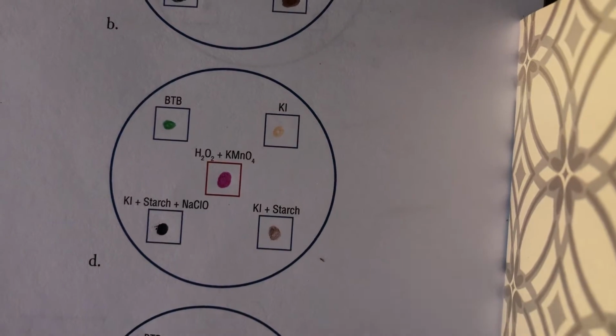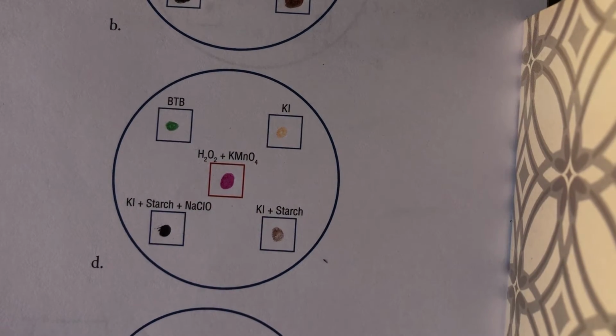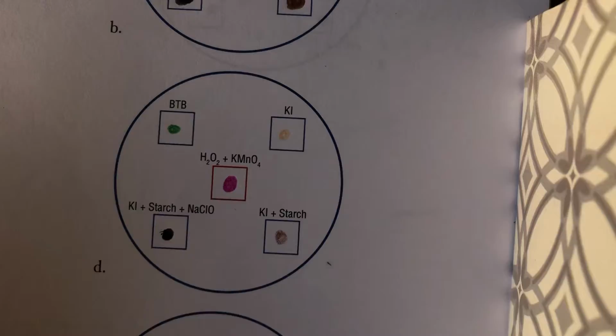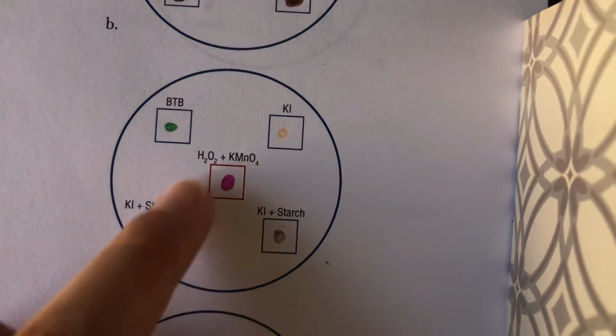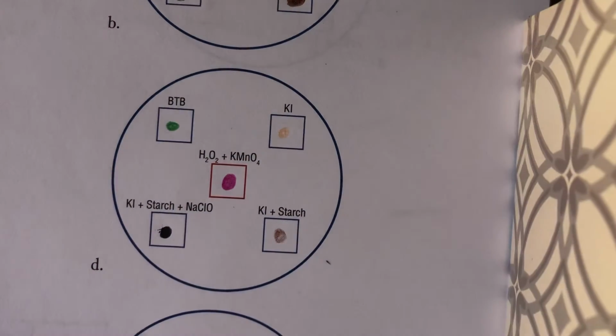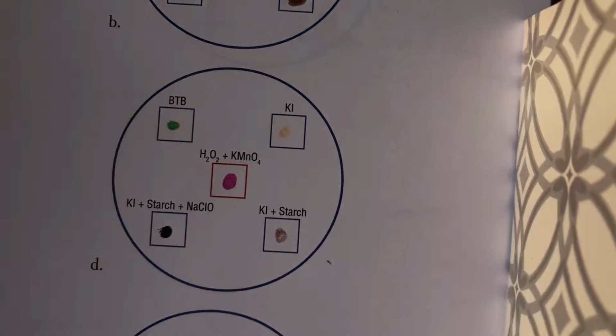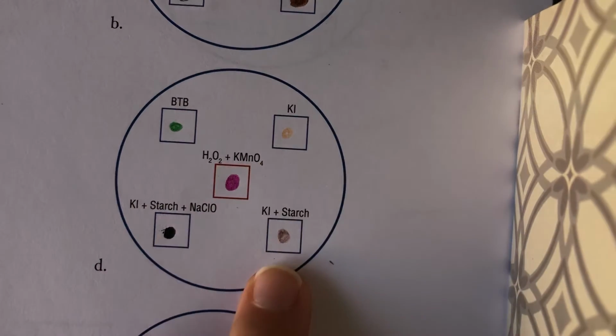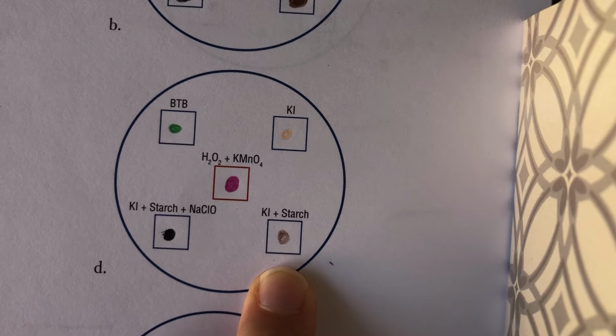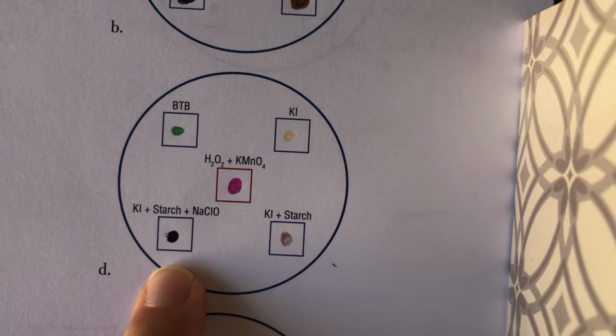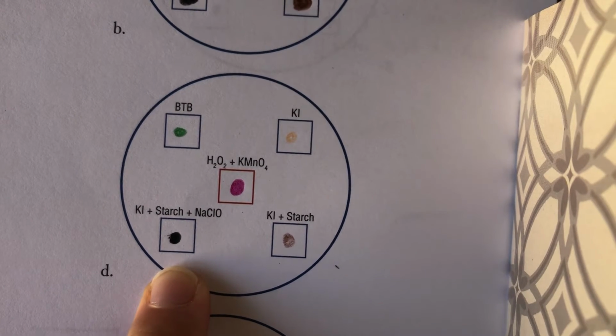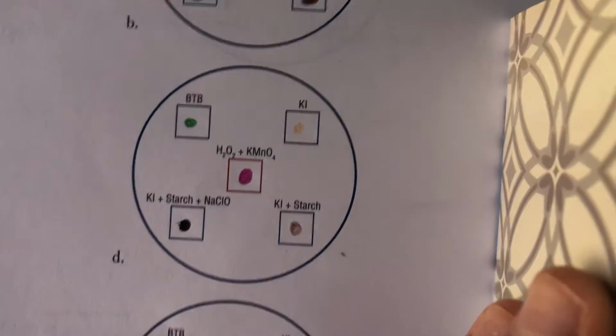So bubbles are forming from this reaction, and that yields CO2. Our fourth reaction is H2O2 plus KMnO4. And our BTB remains a green color. The KI is colorless, but our KI plus starch is a light brown. And then the starch, KI, and NaClO is black, and no bubbles form here.